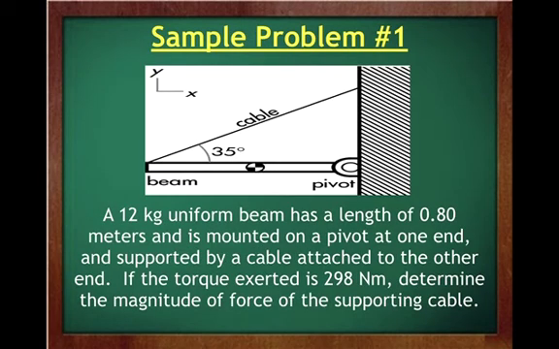So here we go. In this first one, we have a 12 kilogram uniform beam. Here's our beam that has a length of 0.8 meters. So the entire length of this beam is 0.8 meters, and it's mounted on a pivot at one end. Here's our pivot, and it's supported by a cable attached to the other end. So this beam could potentially move, right? It could potentially rotate, but right now this cable is supporting it. If the torque exerted is 298 newton meters, determine the magnitude of force of the supporting cable.